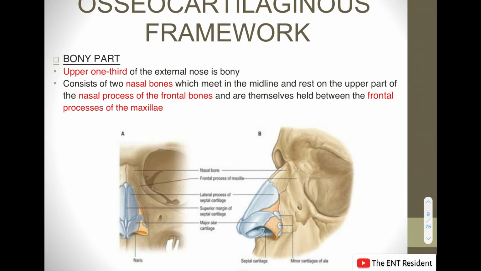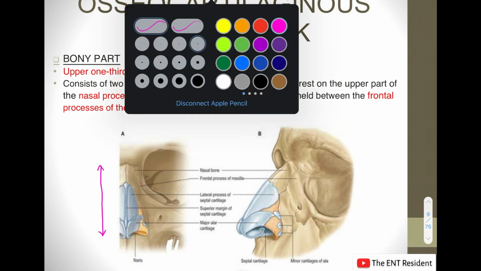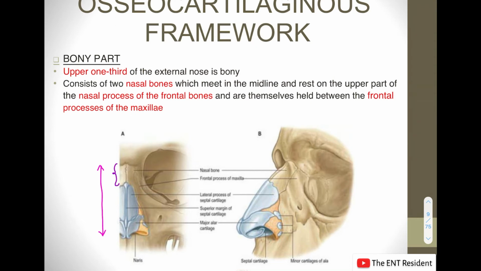As you can see, this is the whole nose. Within this, the upper 1/3 of the nose is the bony part of the nose. Now, what are the bones forming them? The bones forming them are the two nasal bones, first of all, which meet in the midline, and they rest on the upper part of the nasal process of the frontal bones, and they are themselves held between the frontal processes of the maxilla. So there are three different types of bones which are forming the bony part.